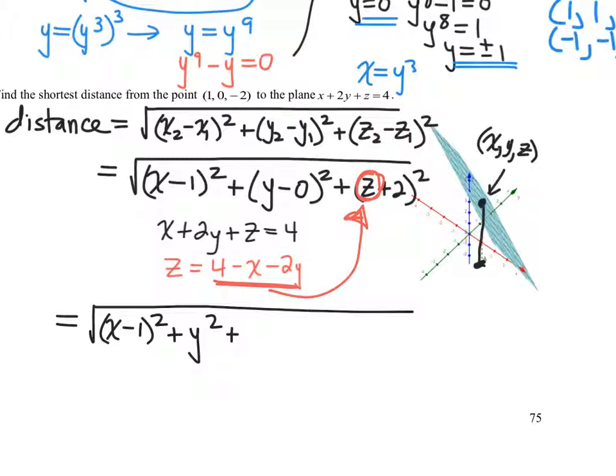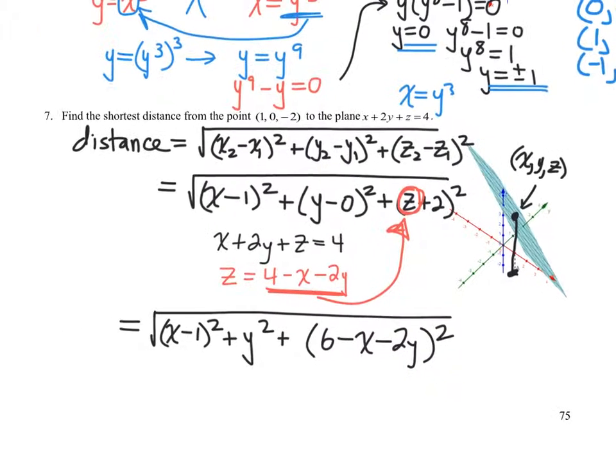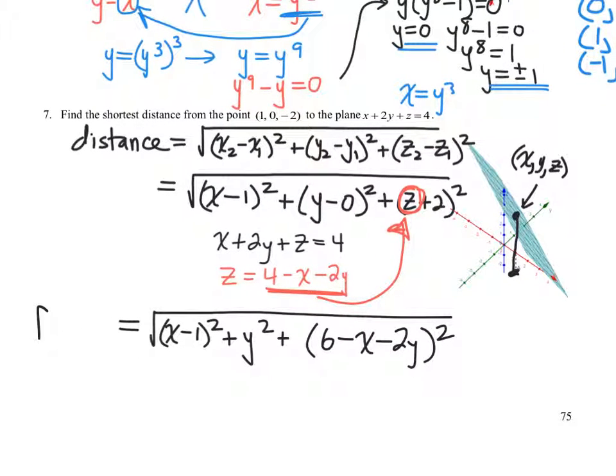That's what's happening here. I'm letting x be whatever it wants to be, y can be whatever it wants to be, but z has to follow this relationship. Right? Whatever x and y are, they have to be plugged in here to give us a particular z. So when I replace the z with 4 minus x minus 2y, I get a new quantity of 6 minus x minus 2y, quantity squared. All right, so that's my function of x comma y.